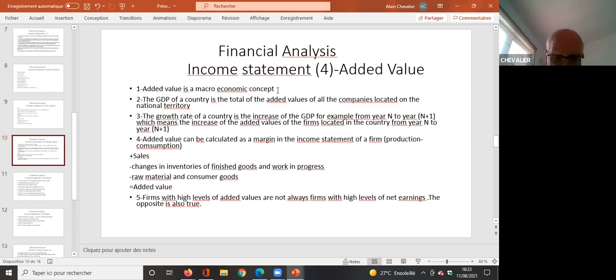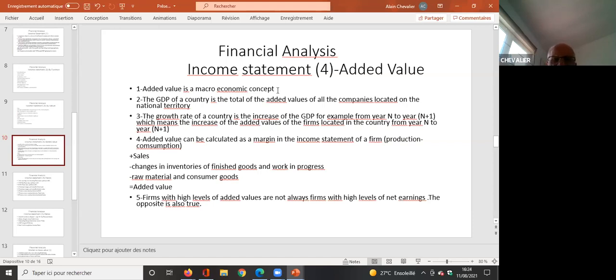with the European presentation, we have a sales level. If you deduct changes in inventories of finished goods and works in progress, and then raw materials, and all consumer goods, including transportation, for example, which are used, you get the added value. And then you will deduct all the wages and benefits given to the staff in order to find the EBITDA. So that's how it works.